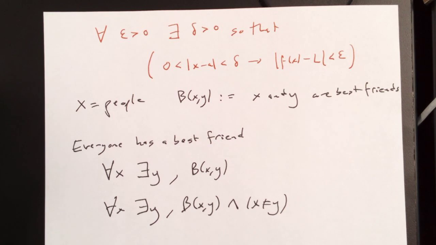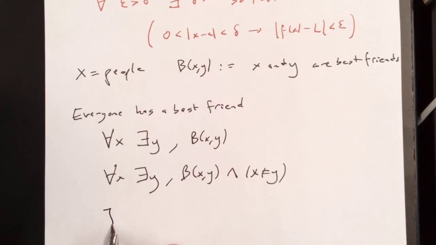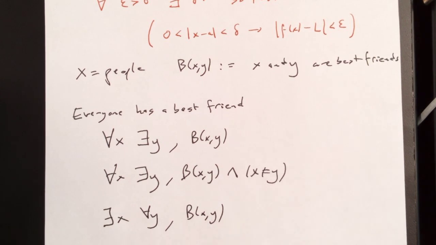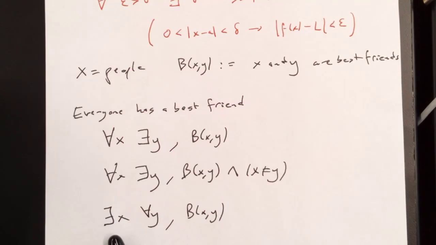There exists an x for every y, so that there exists x, B of x, y. Okay, but as this is written, there is a person who is, for everyone else, their best friend. That one person is the best friend with everyone. That's weird, isn't it? But see how simply changing the order of the quantifiers dramatically changes that?